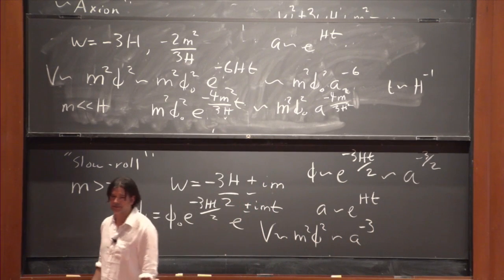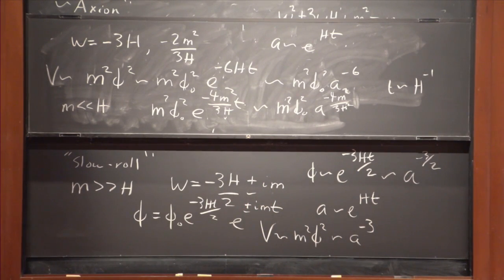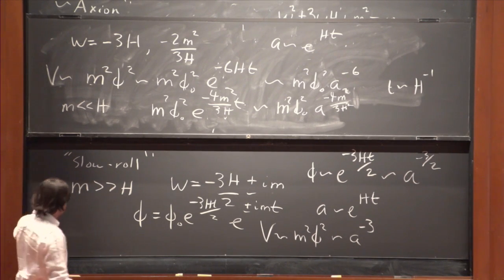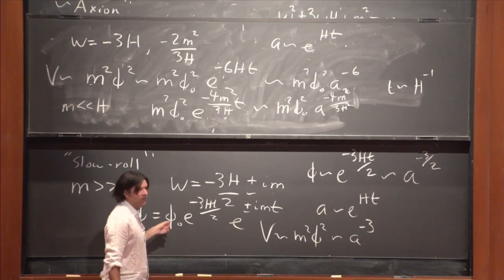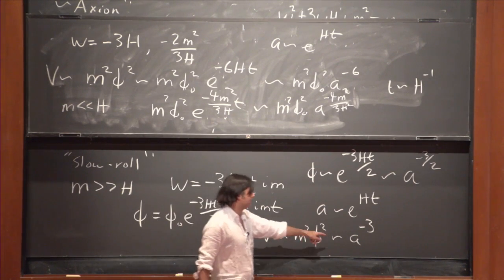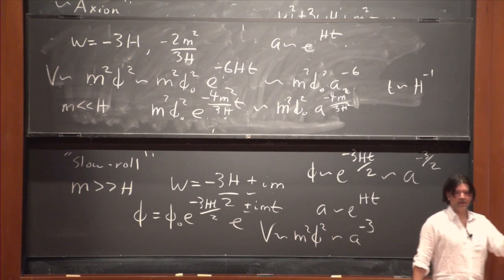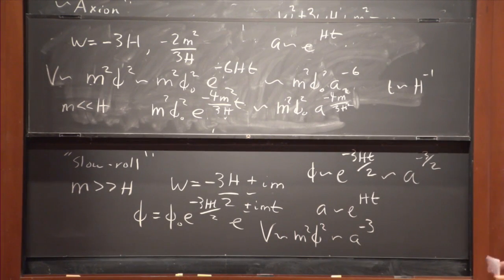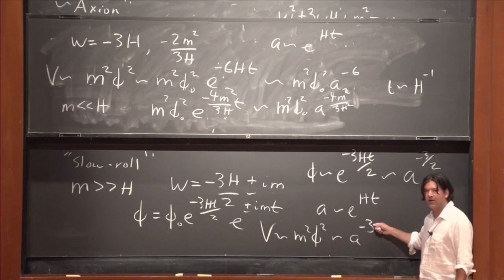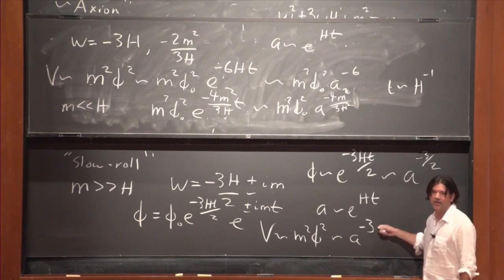And this is the important result. If I have a scalar field whose mass is larger than the Hubble scale, and I allow it to oscillate freely in the universe, the energy density in that scalar field will decay off like a to the minus 3. But remember that a particle has a decay which is related to its equation of state parameter, and if you fall off like a to the minus 3, that means that you have pressureless matter.